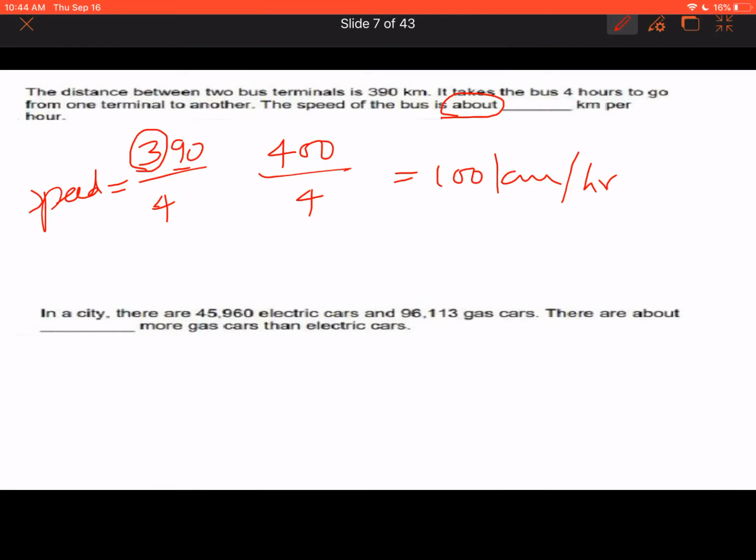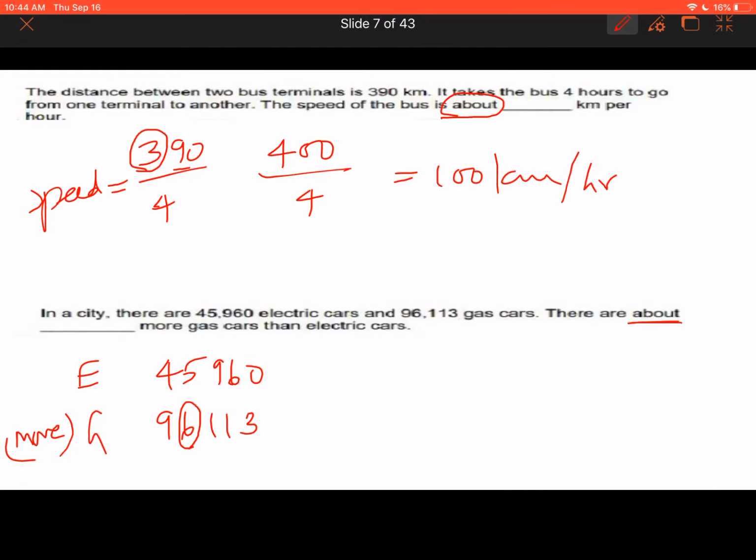It's so quick, right? Okay, in a city there are 45,960 electric cars and 96,113 gas cars. There are about dash more gas cars than electric cars. Again the word about indicates that we can just go for an estimated value. So we have to find how many more gas cars there are than electric cars.